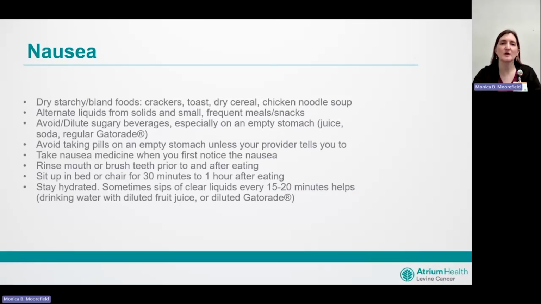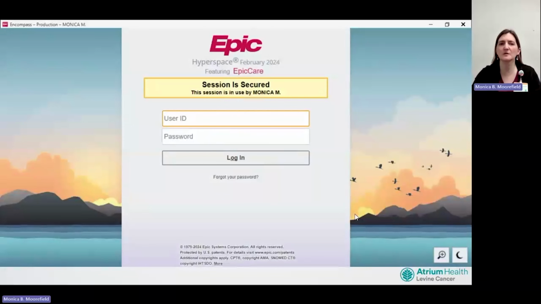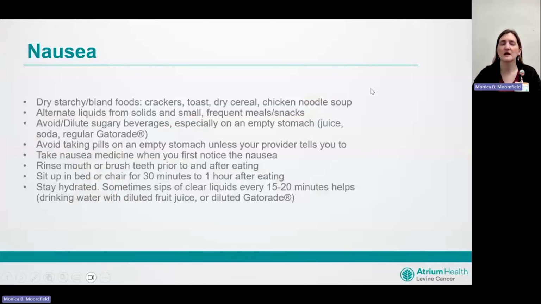And then if you do have problems with nausea, I would try dry, starchy foods like crackers or toast, bland foods. Alternate your liquids from your solid foods. And any liquids that are sugary, sweet, like regular juice or Gatorade, especially on an empty stomach, I would make sure that you dilute that. I would do half water, half the sugary drink. And then don't take pills on an empty stomach unless that's a medication that you really should be taking that way.